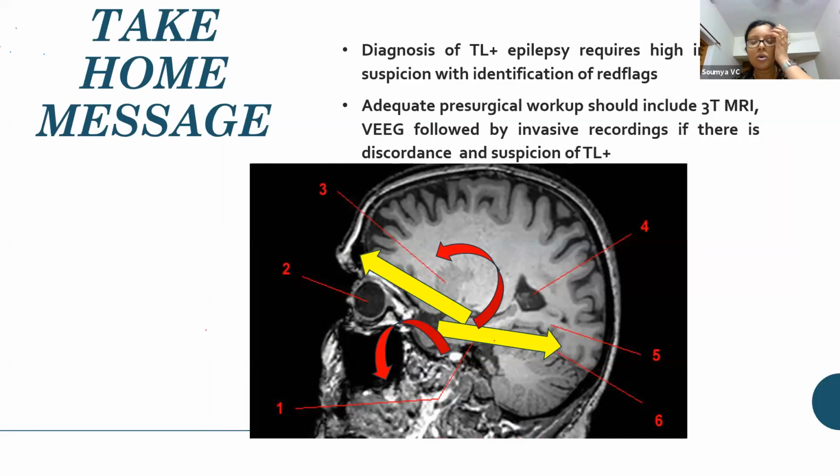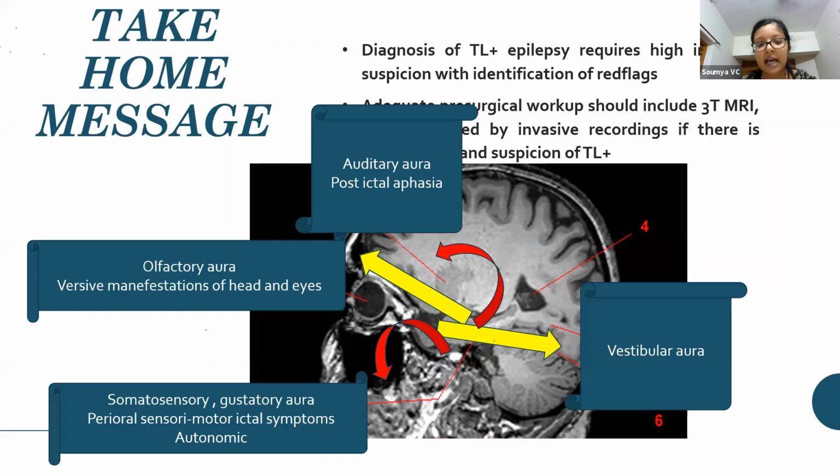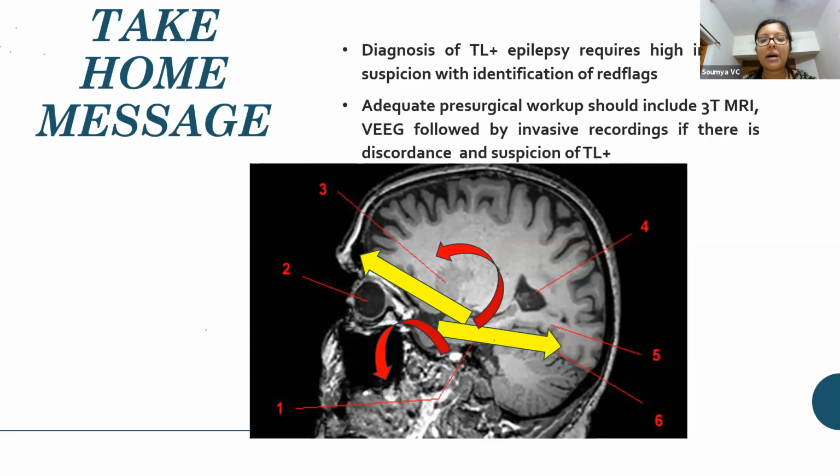And to conclude, the diagnosis of temporal plus epilepsy requires a high index of suspicion with prompt identification of the electroclinical red flags, which I have already explained. An adequate pre-surgical workup should always include a 3T MRI and video EEG, followed by invasive recordings if there is a discordance and suspicion of temporal plus epilepsy. Thank you.